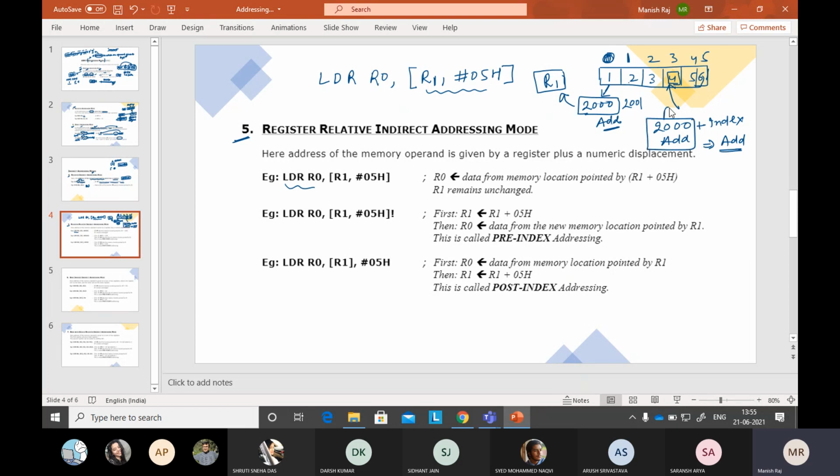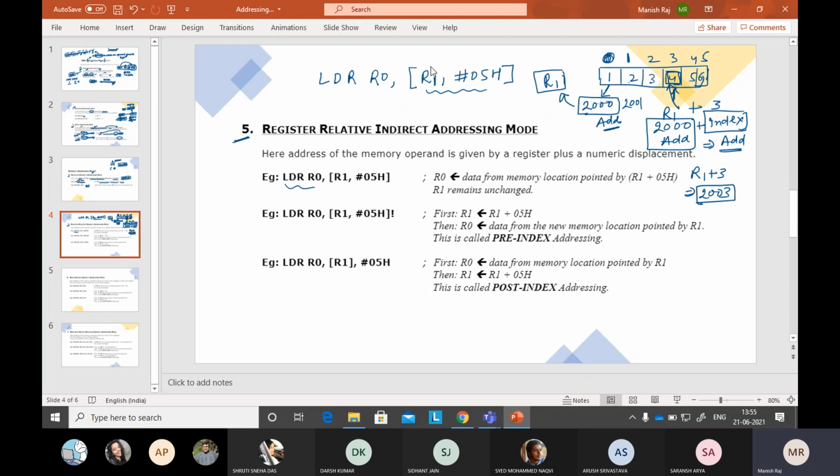So first I am storing the address in R1, and after that I am storing some value in the index, and I will add the number 3 here. So you can see R1 plus 3 will provide the address of this 4. The address of this 4 will be 2003. So you can reach this position by this.